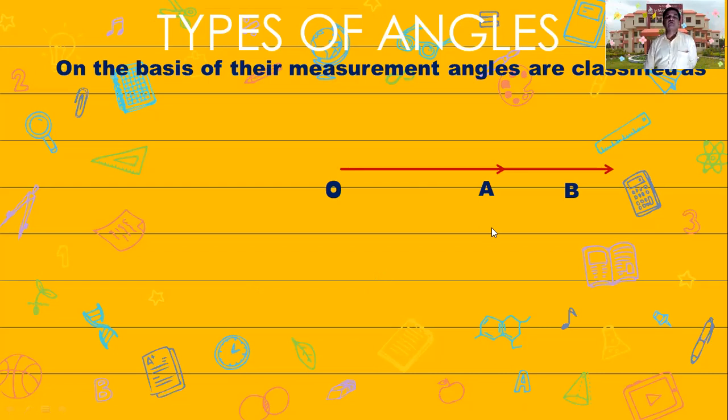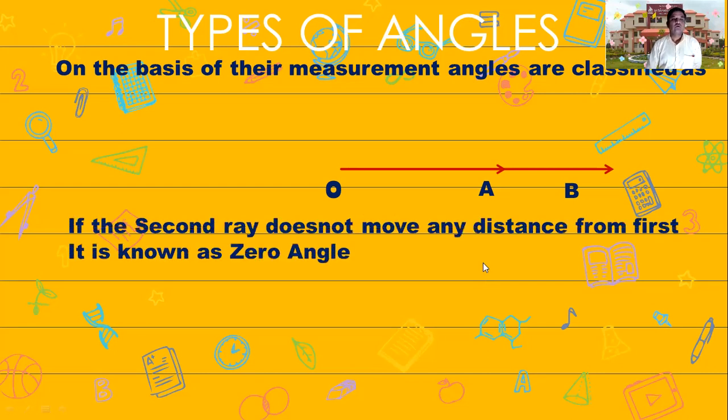Because if we use the protractor to measure the angle between the two rays of the angle, then we'll find that there is no angle in between OA and OB. So the angle which measures 0 degrees is known as a zero angle.